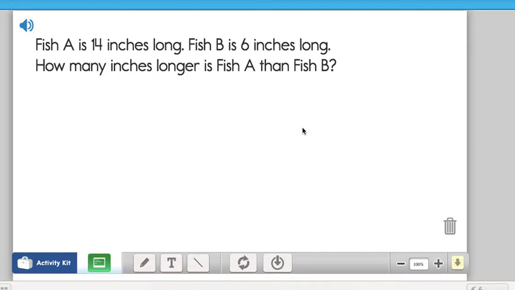So here we have fish A, that's 14 inches long, and fish B, that is 6 inches long. What we want to do is see how they are different, and that difference is going to be our answer. See if you can think about that difference in your head right now. How much longer is fish A at 14 inches than fish B at 6 inches? Today we're going to learn a new graphic organizer to help us with that.